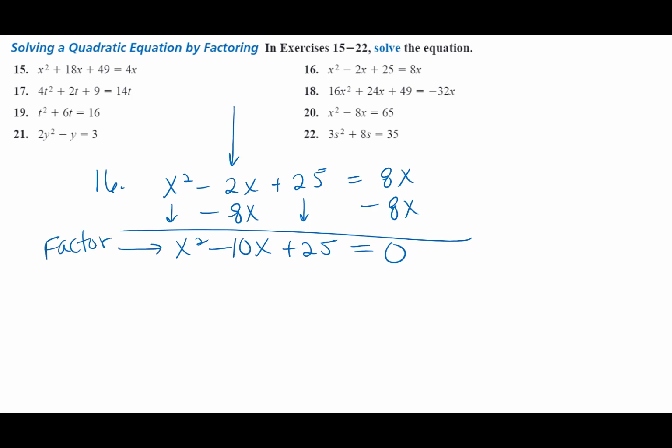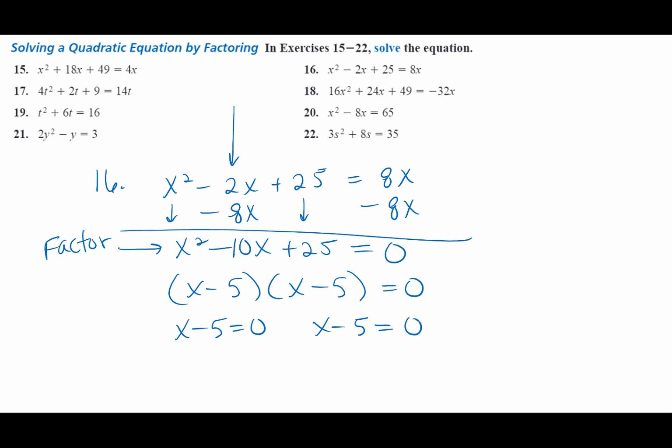So let's rewrite this trinomial as x minus 5 times x minus 5 equals 0. And do you see, because the terms are the same, our answers are going to be the same. All this means is that there's only one number out there that will make this entire expression equal 0, and that's going to be positive 5.